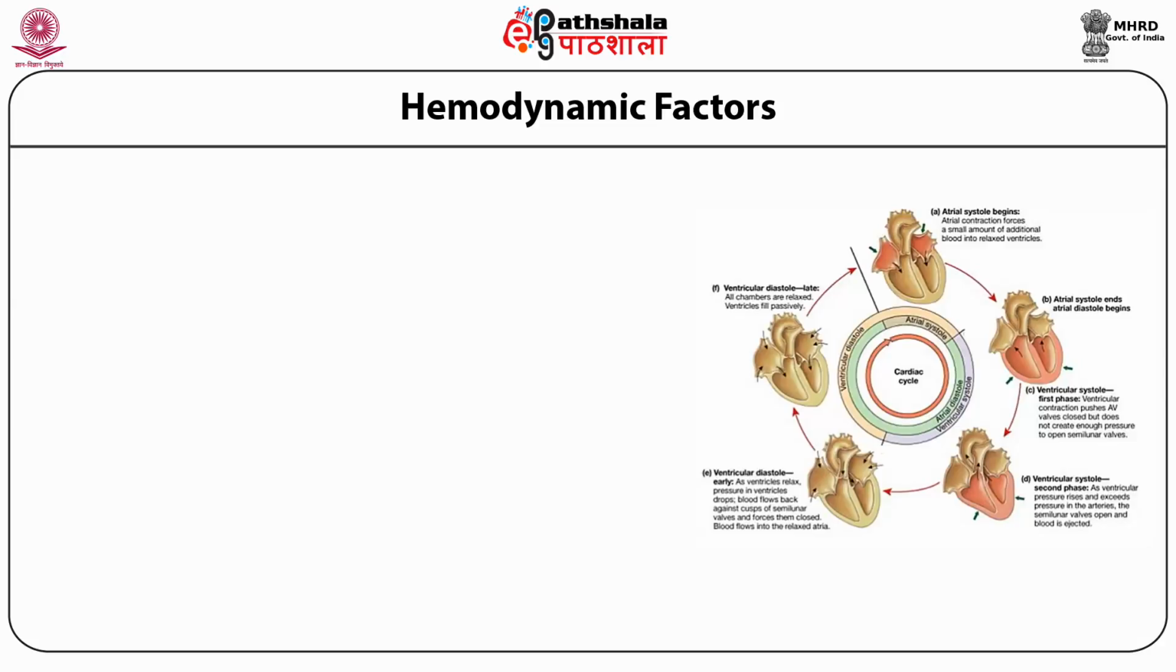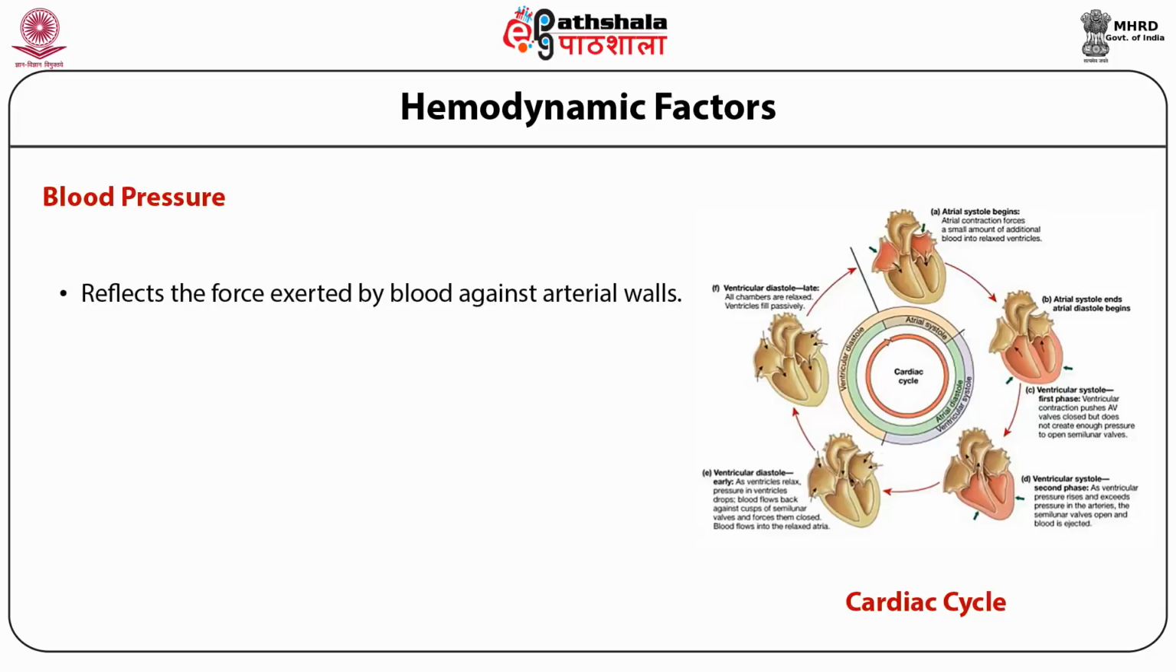As we can see, the most important among the hemodynamic factors is the blood pressure. Now let's see what blood pressure is. With each contraction, that is the systolic phase, blood pumped from the left ventricle distends the aorta and creates pressure within it. This pressure is known as the systolic blood pressure. It reflects the force exerted by blood against the arterial walls.